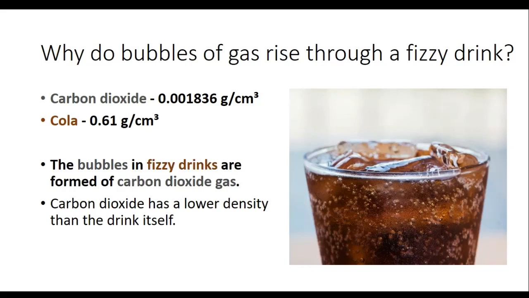The bubbles in fizzy drinks are formed of carbon dioxide gas, so they have a very low density, whereas the drink itself has a density higher than that. For example, cola has 0.61 grams per centimeters cubed as a density, compared to 0.001836 grams per centimeters cubed. So because carbon dioxide has a lower density than the drink, the bubbles rise through the fizzy drink.